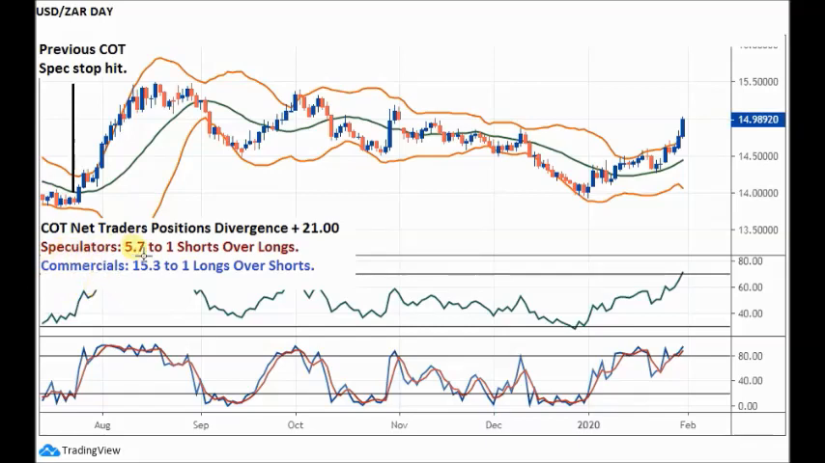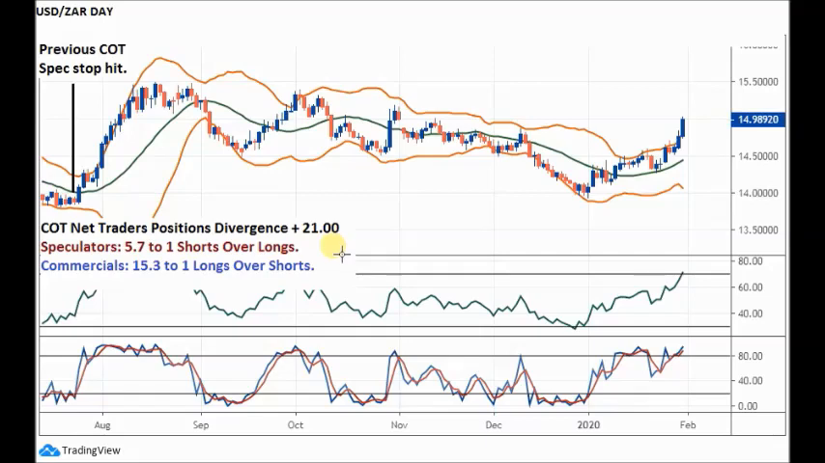Now, what we can see here is speculators 5.7 to 1 in terms of their short positions over their long, so they're pretty bearish. But look at the commercial smart money, 15.3 to 1 long positions over shorts, heavily bullish. And this report came out yesterday. It's more extreme than last week's report. The divergence between the two groups is plus 21, i.e., the differential. As a general rule, we like divergence over 10. So one of 20 is really good.